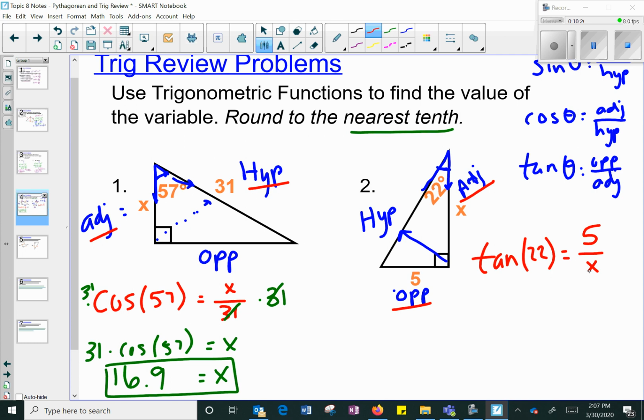This time, where's our x at? Well, our x is located in the denominator, so we're going to do that little switcheroony trick. We'll move x all the way over here to the left side of our equal sign. We'll keep the 5 where it's at, and instead of dividing by x, we're going to divide by the tangent of 22. When you put that into your calculator, 5 divided by the tangent of 22, you're going to get 12.37, so that rounds to 12.4.